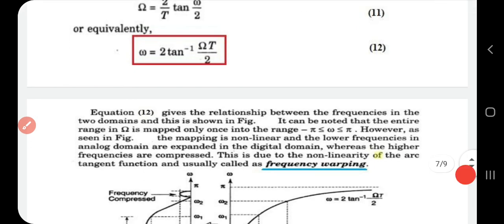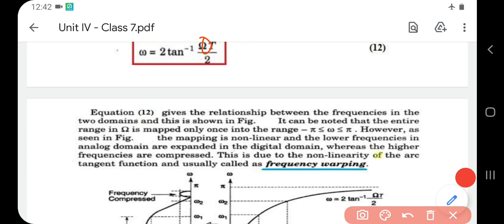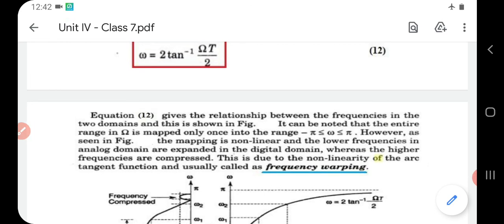Now equation 12 actually gives, as I already said, a relationship between the frequencies in the two domains, that is in S domain and Z domain. Omega is the angular frequency in the analog system, and this omega is the angular frequency in the digital system or Z domain. Now it can be noted that the entire range of omega is mapped only once into the range minus pi to plus pi. However, as seen in the figure, this mapping is non-linear.